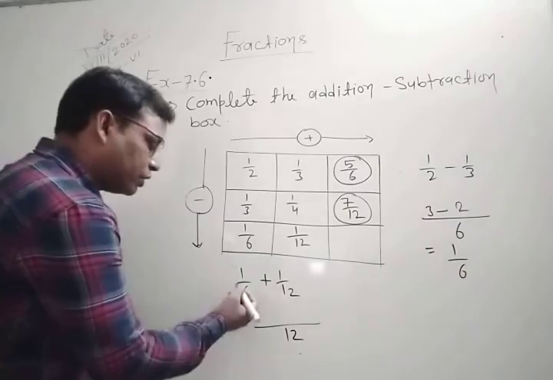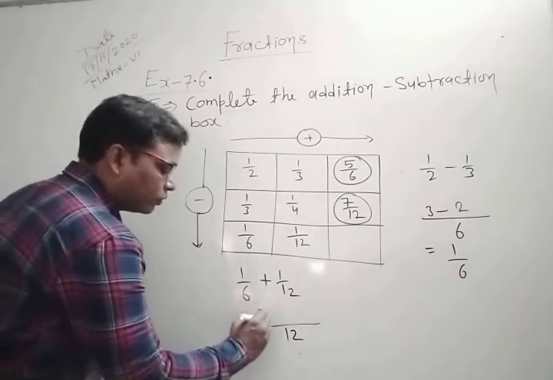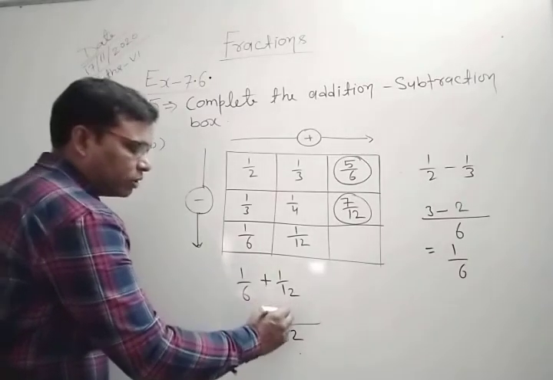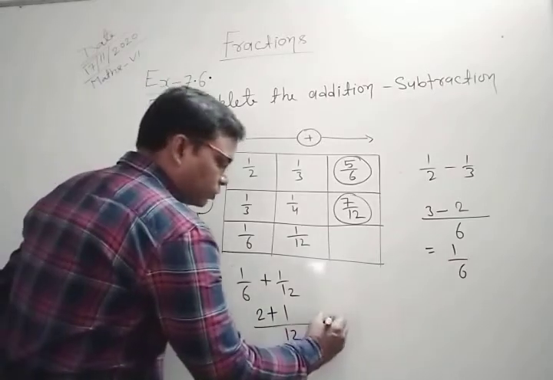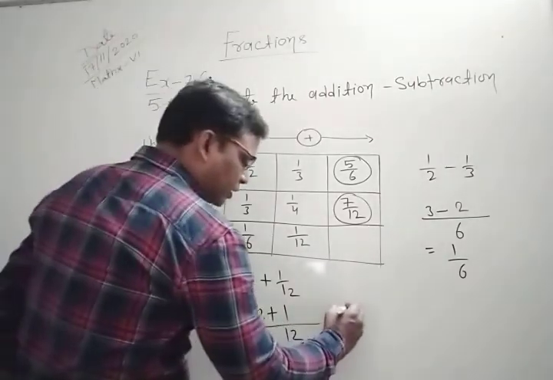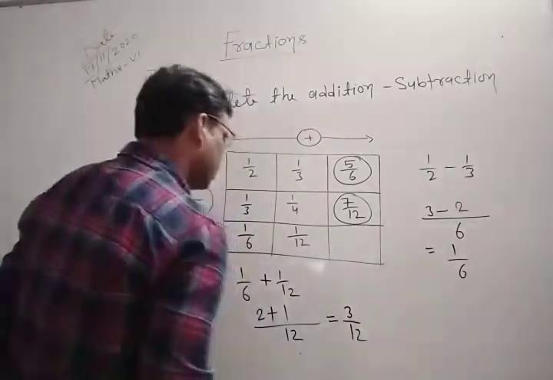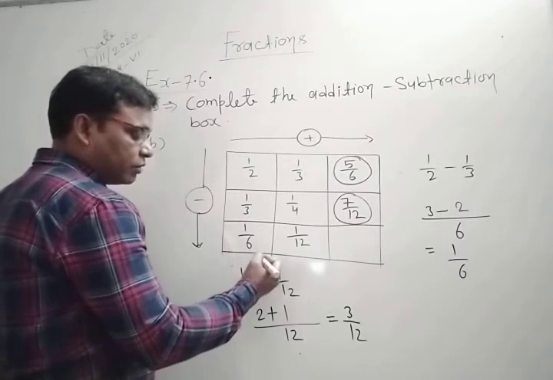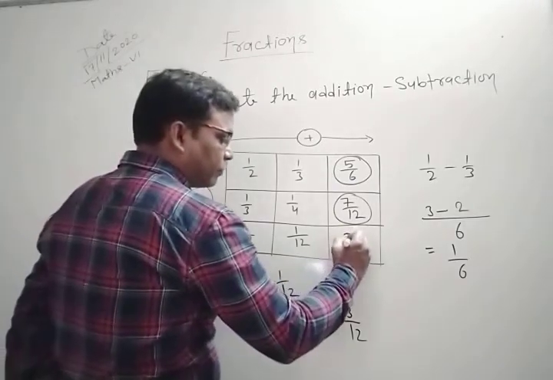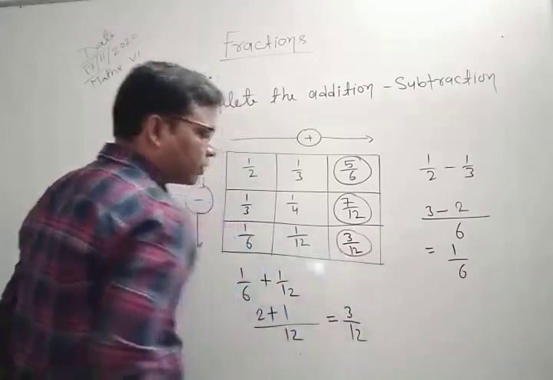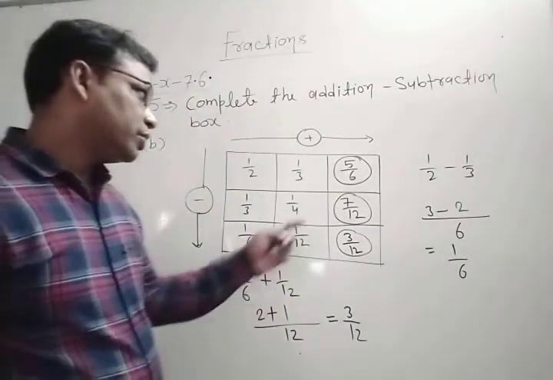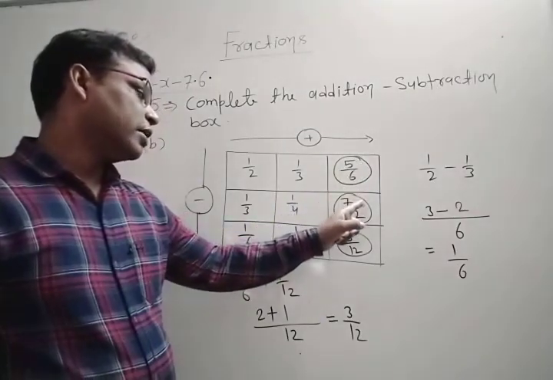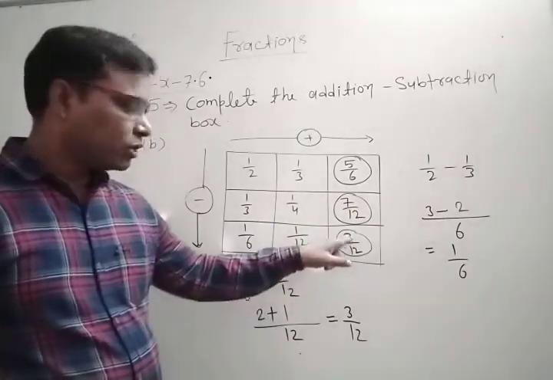So we can write: 6 times 2 is 12, so 1 times 2 is 2, plus. Now, if you divide 12 by 12, you obtain 1, and 1 times 1 is 1. So 2 plus 1 is equal to what? 3/12. In this way, if you add 1/6 and 1/12, you obtain 3/12. Now, if you follow these rules and subtract 7/12 from 5/6, you also obtain 3/12.